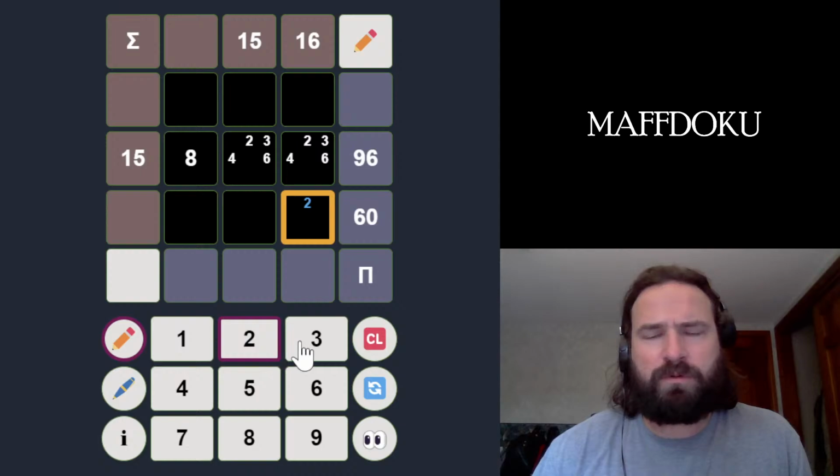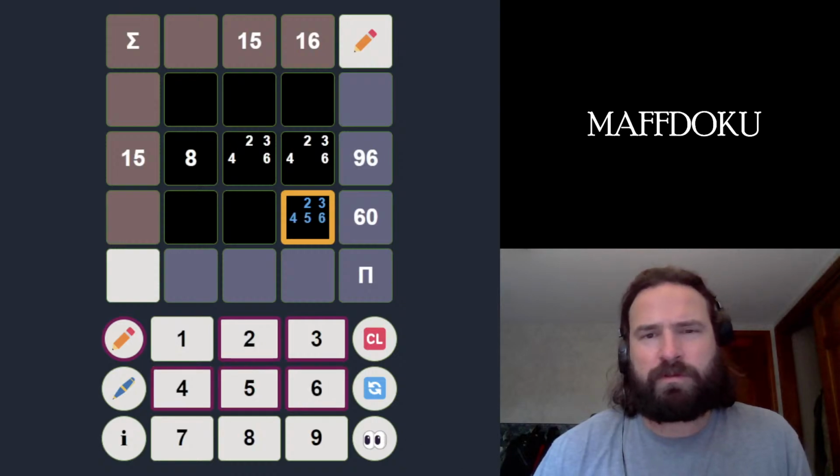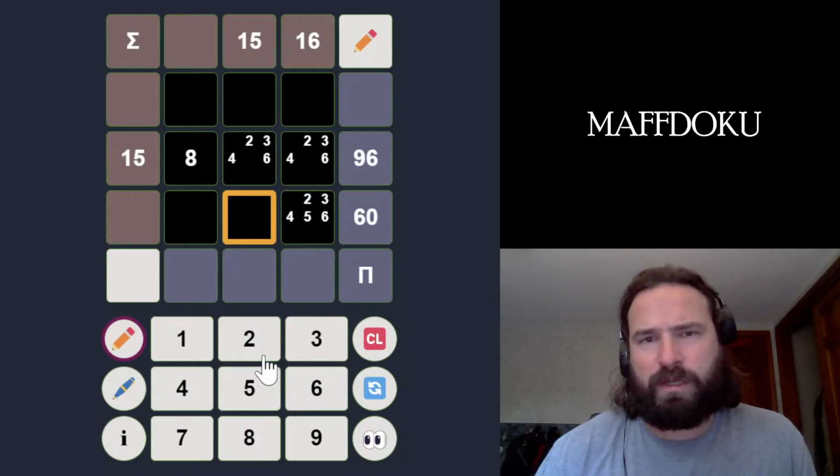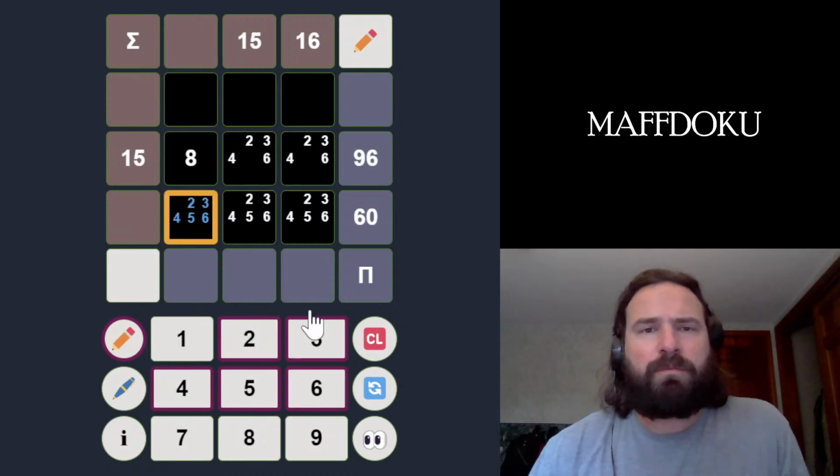2 is possible because it could be 2, 5, 6. It could be 3, 4, 5. I think those are probably the options. 2, 5, 6 or 3, 4, 5. There's a 5 either way. I guess I'll just pencil mark all of these. This is kind of ridiculous, but maybe a little overkill.